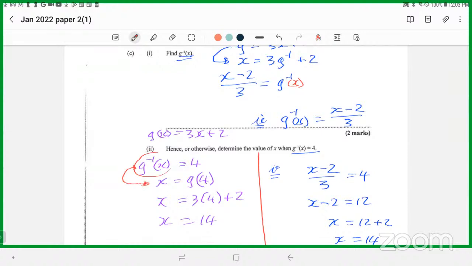If G to the minus 1 of x is 4, then the x right here becomes G of 4, the inverse. So the inverse function takes x onto 4, then the function G will take 4 back onto x. That's how it works. Think you understand that, students? It's something I want to do tomorrow, and it can be used to solve equations.